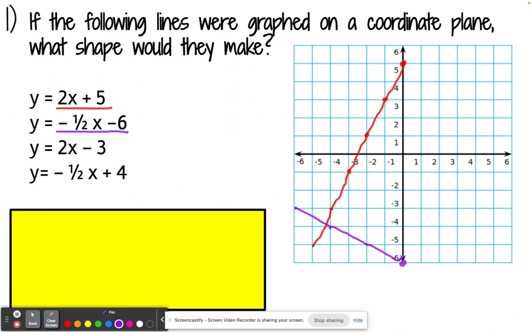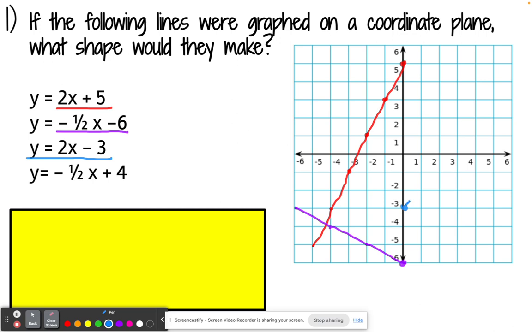Notice that these two lines, the slopes are opposite reciprocal, so this should form a right angle. Let's look at my next one. I have y equals 2x minus 3. Well, that has the same slope as my first one, so those two lines are going to be parallel. My y-intercept is negative 3.